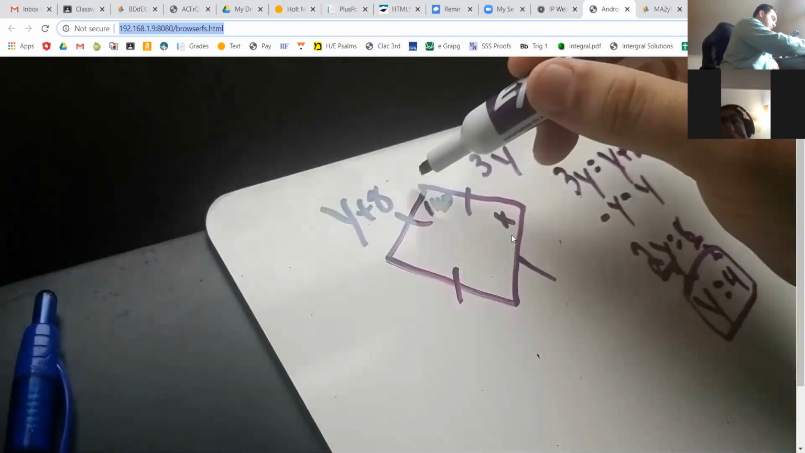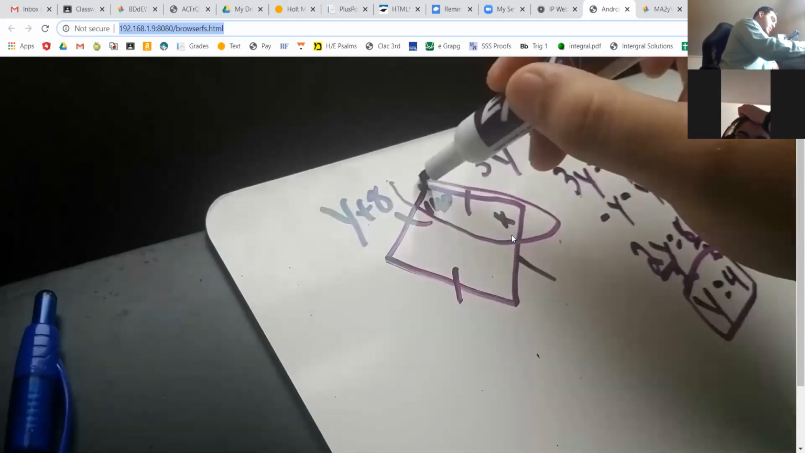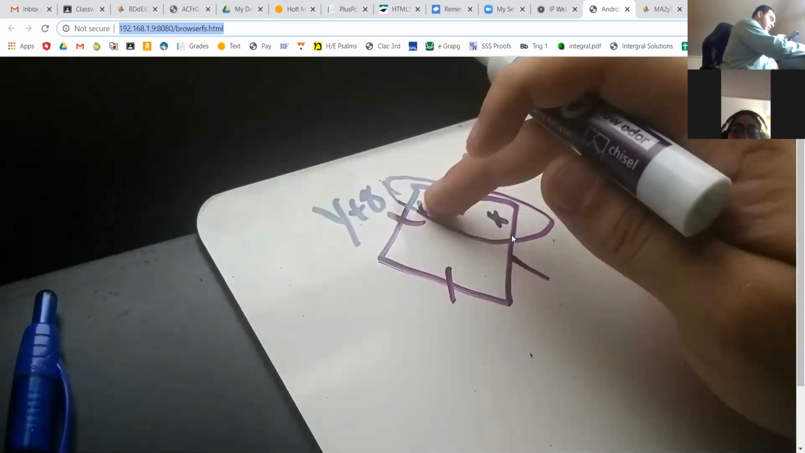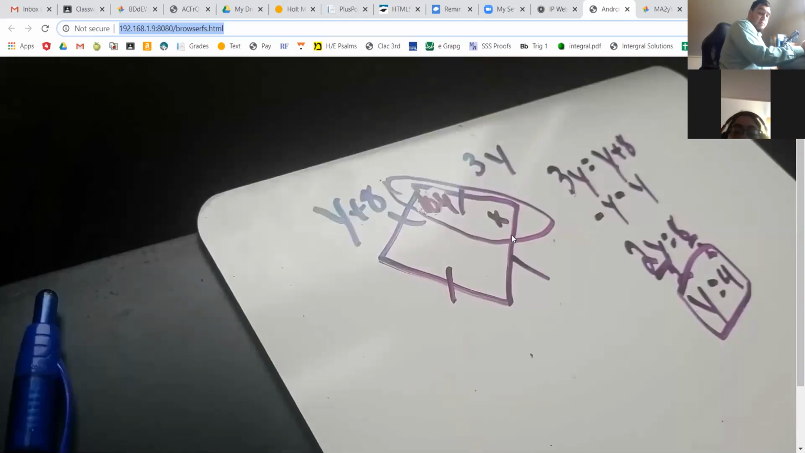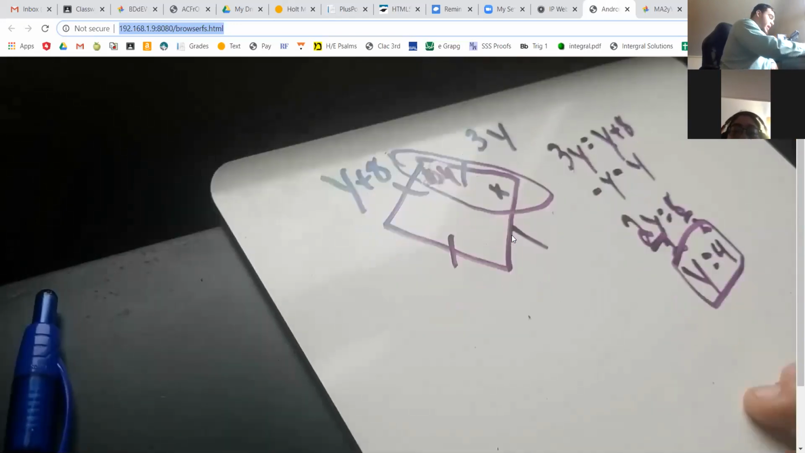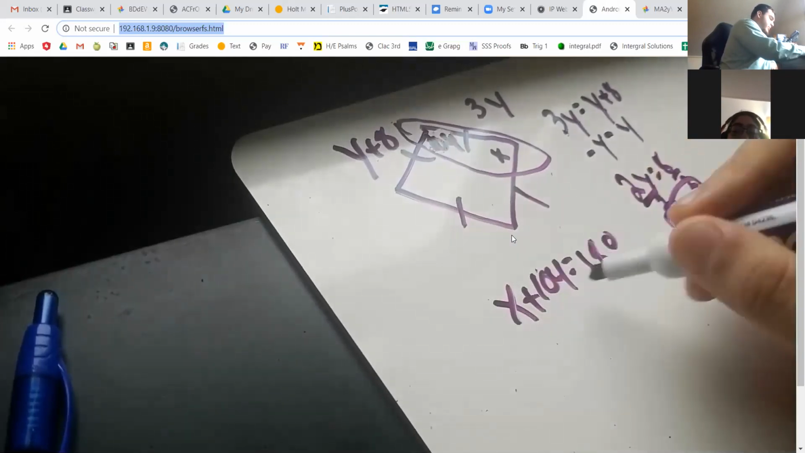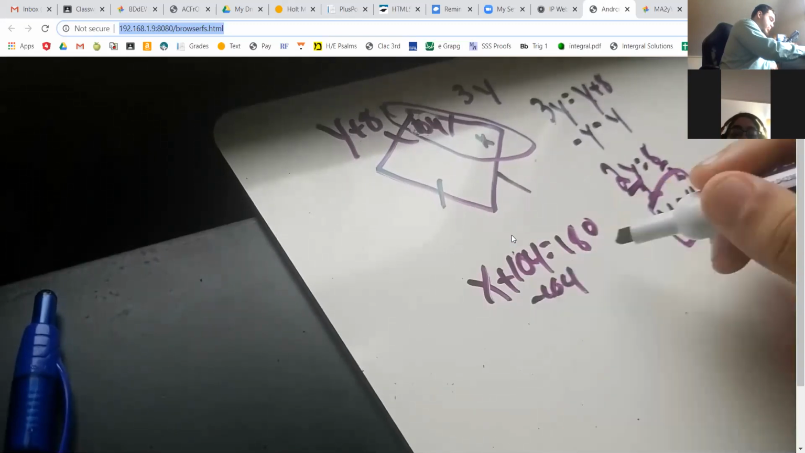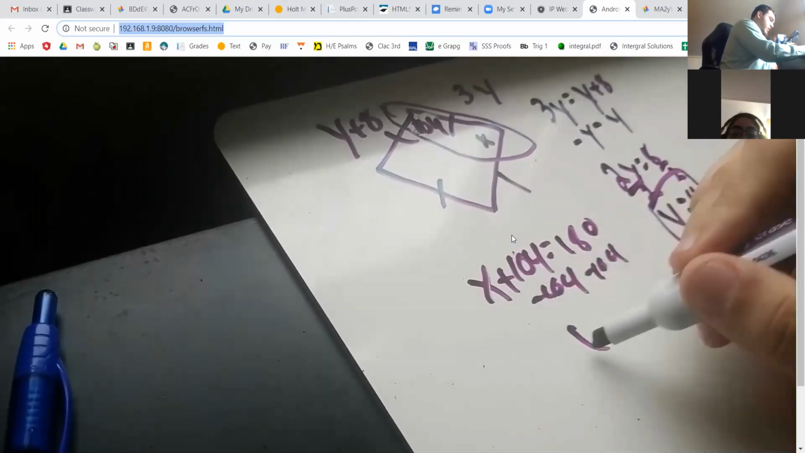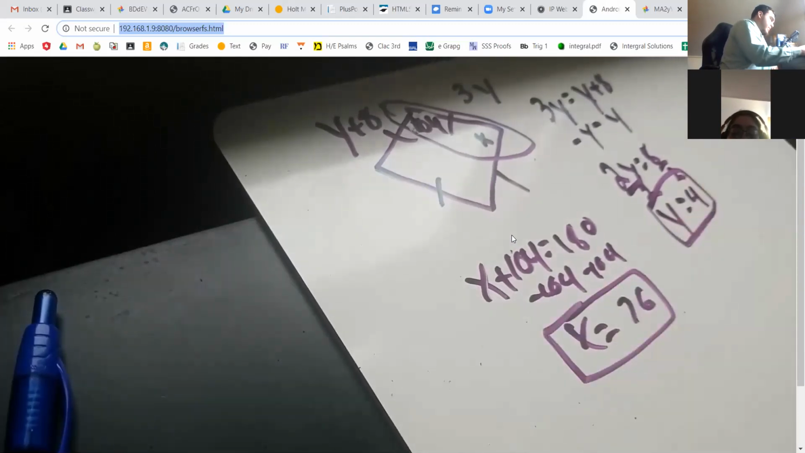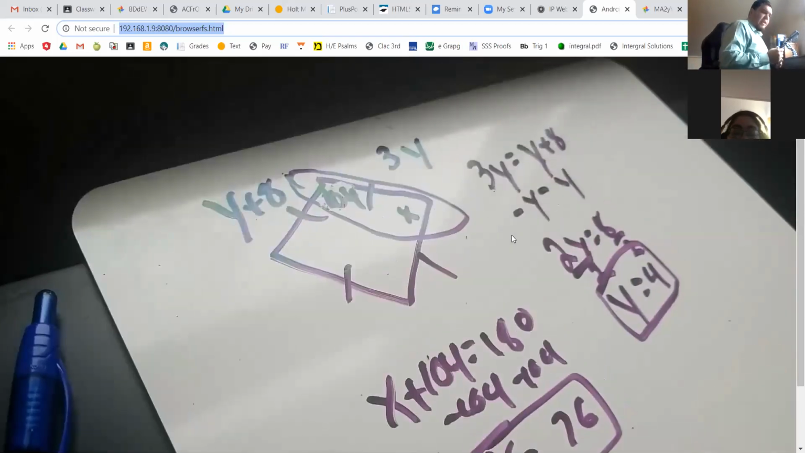Now, it's a rhombus, right? So what we know for a fact is that these two pieces should add up to what, Tali? 180. So it's going to be x plus 104 equals 180. Subtract 104 on both sides. X equals 76. Okay? So that's for the first one. That's for 26, I believe. Okay? Let's go to another one.